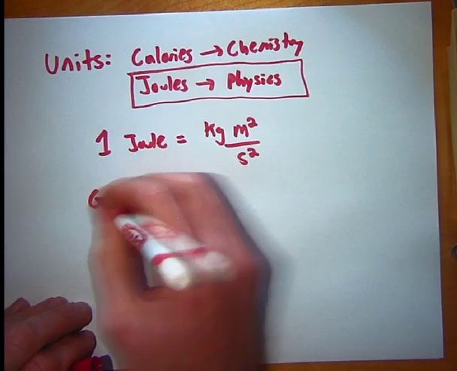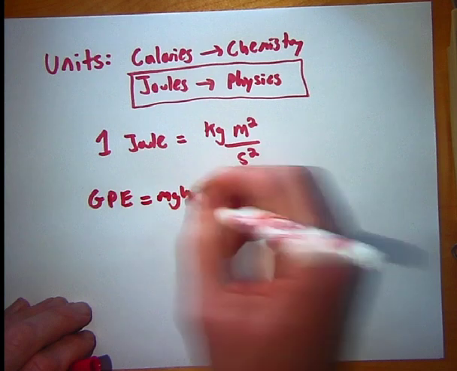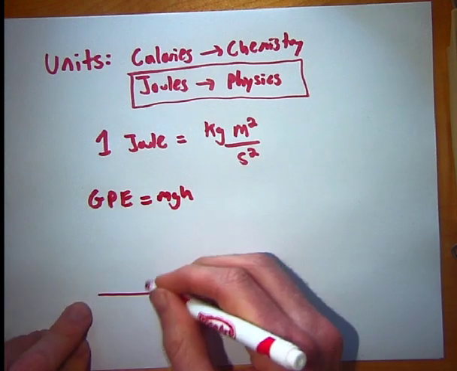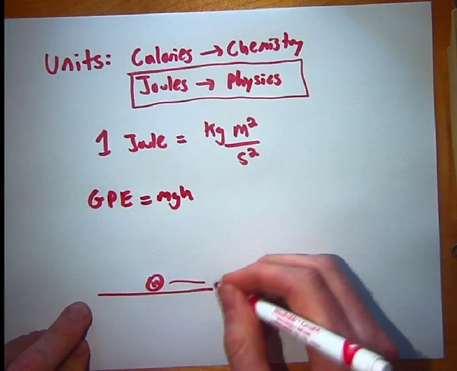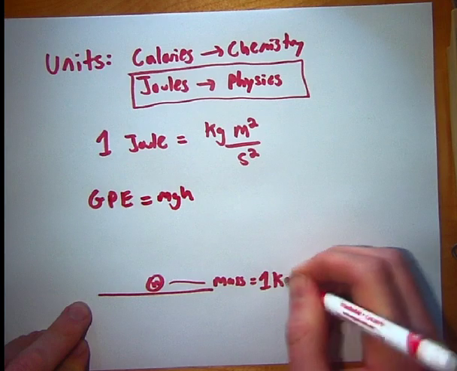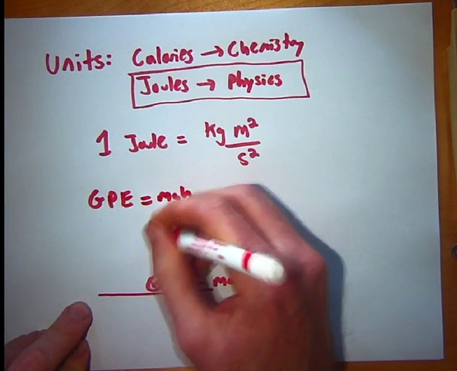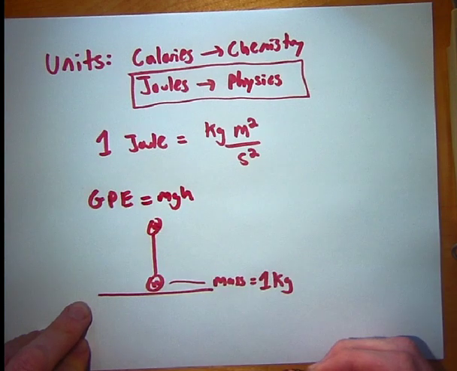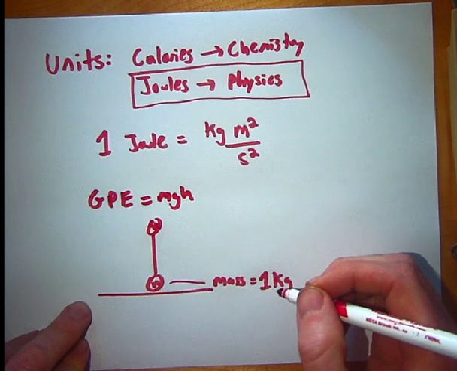Let's talk about gravitational potential energy. That's mgh. We'll start off with a ball on the ground here, and let's make the mass of the ball be 1 kilogram. And I want to lift the ball up to a certain height, and I want to figure out how much energy it has at this particular height, how much gravitational potential energy it has at that height.